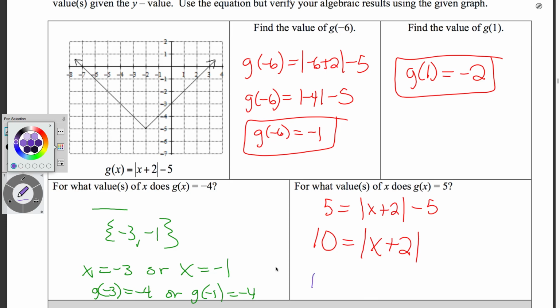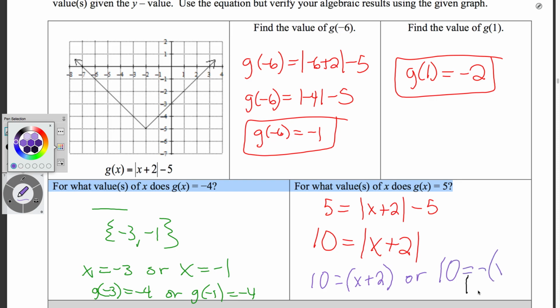So that's really going to be 10 equals, and this will be the plus version, or 10 equals minus. I think it thought my hand was too close. It didn't like it. Started drawing. So I do a plus version and a minus version, and I solve both of those.